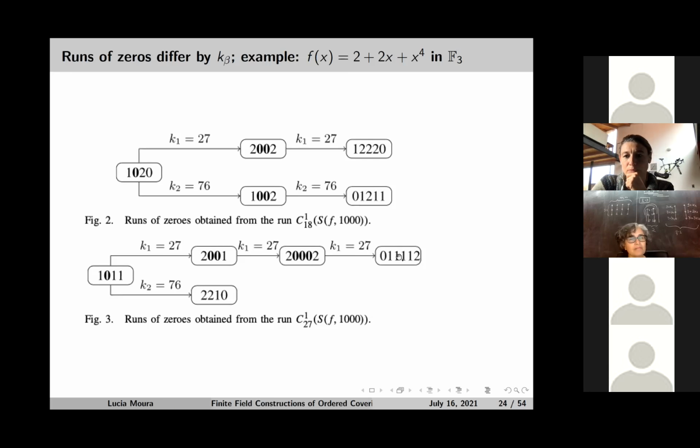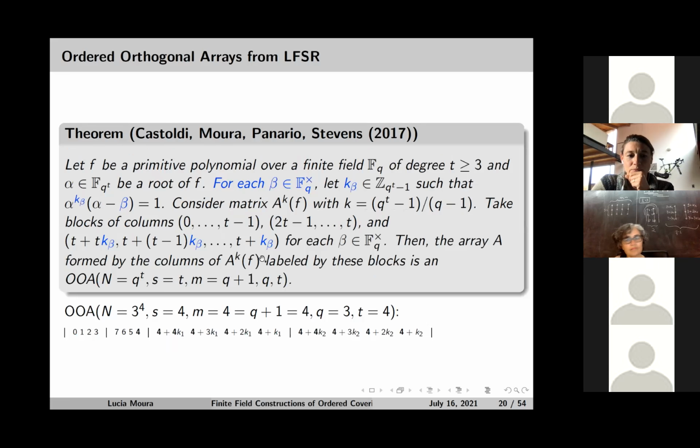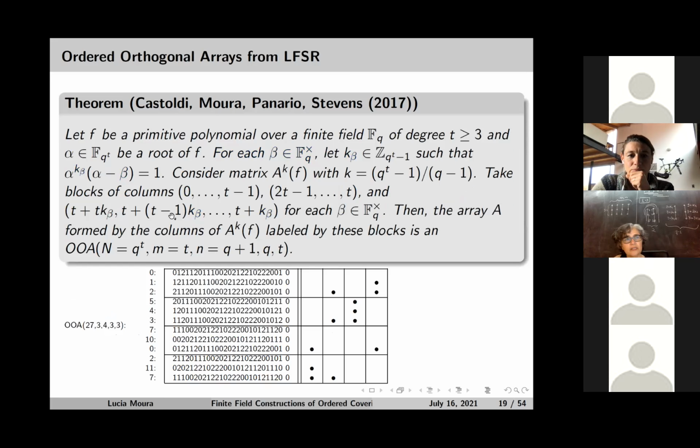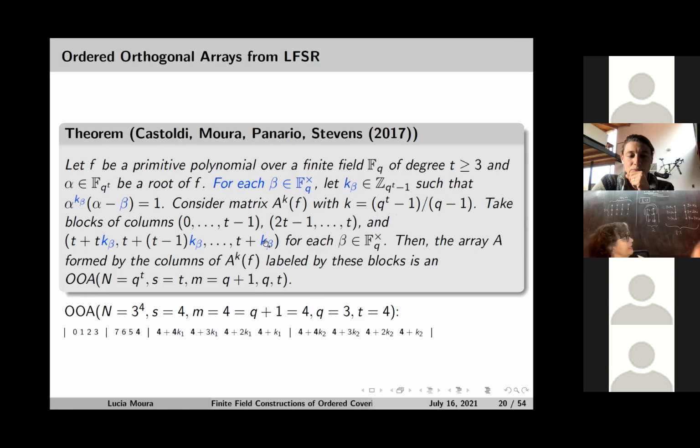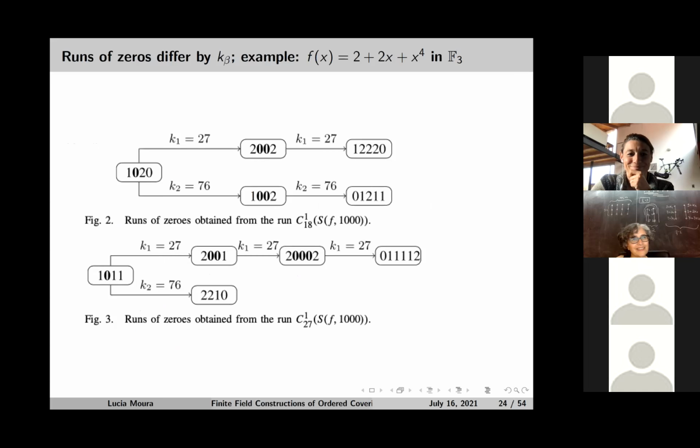So I know I'm running out of time, but basically we had to do a careful study relating the runs of non-zeros as well as runs of zeros in the sequence to make sure that those selections here of labels would precisely avoid the columns that would have no coverage for the sequence. So I think that's all I have time to talk.